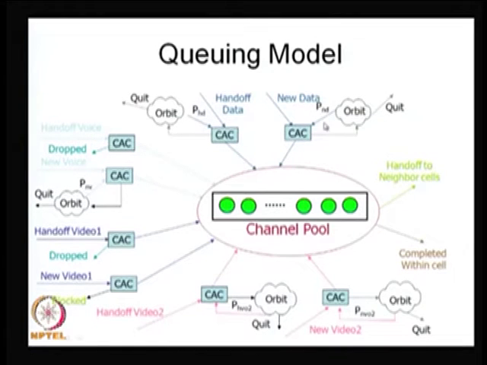The third type is data, both the new and the handoff data, either it will be accepted or it will go to the orbit and come back. So it is similar to video 2, but the difference is that video takes 4 channels at a time, whereas data and voice take only 1 channel at a time. So this is the corresponding queuing model for the 3G wireless cellular networks for only one cell.